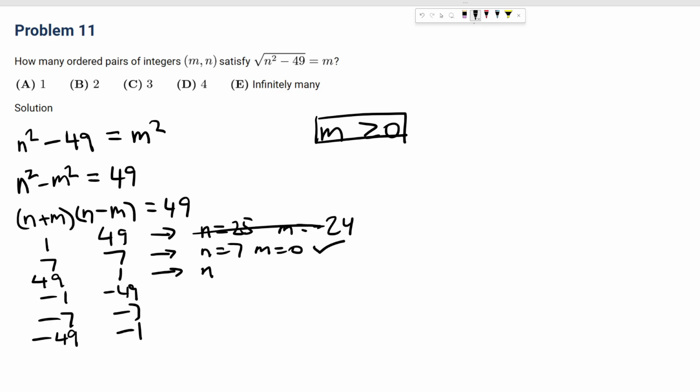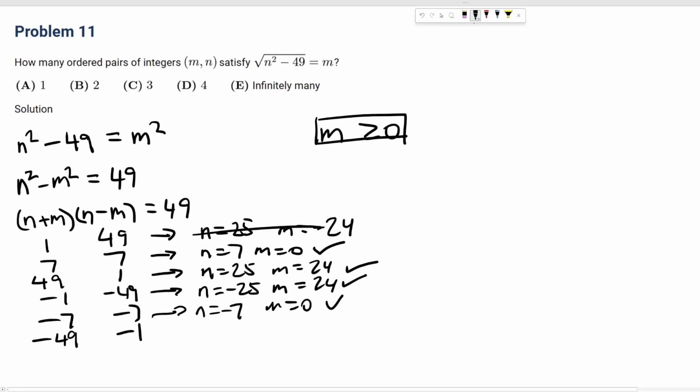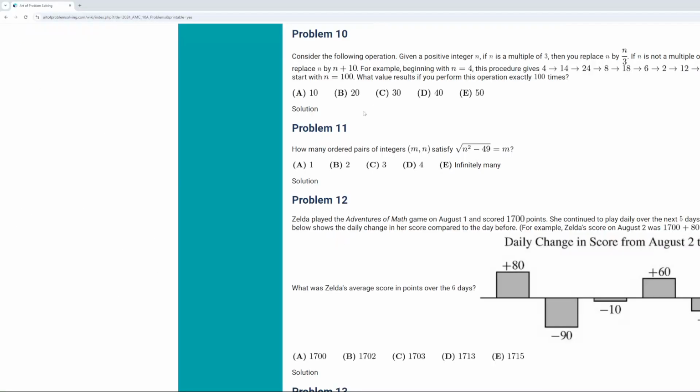This gives us n is 25, m is 24, which is good. This gives us n is negative 25, m is 24, which is good. This gives us n is negative 7, m is 0, which is good. This gives us n is negative 25, m is negative 24, which is no good. If we count these, 1, 2, 3, 4. There are 4 pairs. Cool.